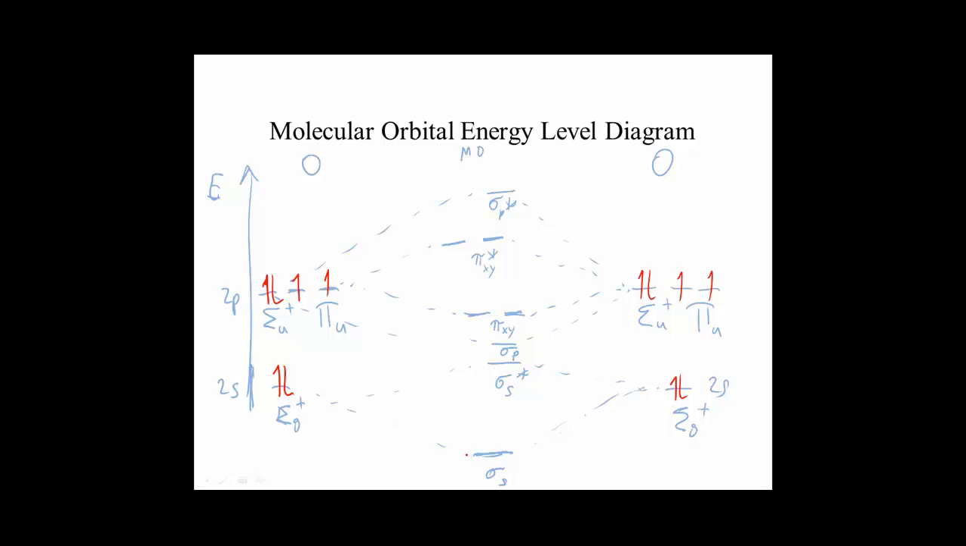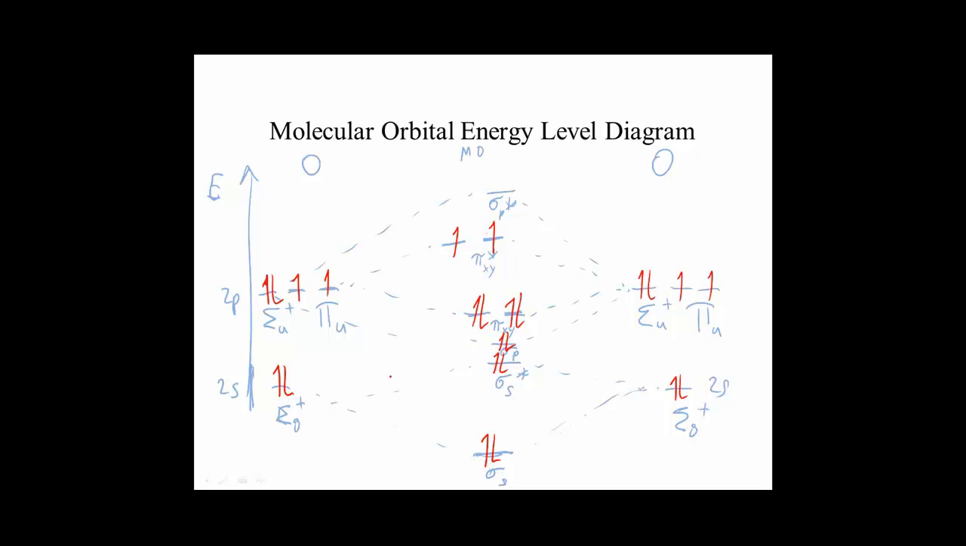Now we're going to combine them and fill our molecular orbitals, following the same rules: Pauli exclusion principle, Hund's rules, Aufbau principle, for filling these molecular orbitals with our 6 plus 6, 12 valence electrons. Okay, let's start. 1, 2, 3, 4, 5, 6, 7, 8, 9, 10, 11, 12.